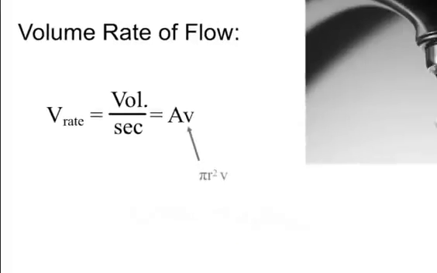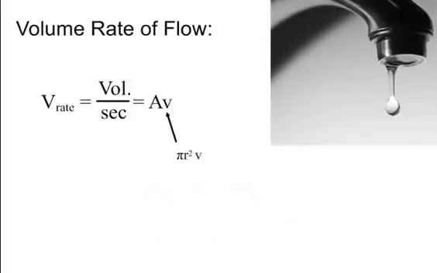And of course, for area, we can use pi r squared if we're talking about a faucet, like the little picture on the right. Pi r squared times my velocity, because that would be my area. And so my units for volume rate of flow would be meters cubed, because that's the unit for volume, divided by seconds, of course. So that's volume rate of flow.